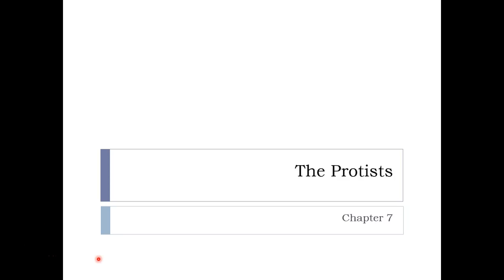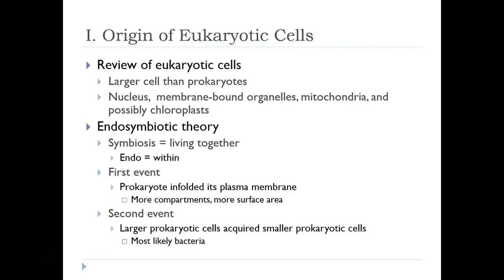Chapter 7, the Protists. In this unit, we'll be studying eukaryotic cells, including those in the protist kingdom, and then also the fungi kingdom, and then a few in the animal kingdom, the helminths. Chapter 7 focuses on the protists.